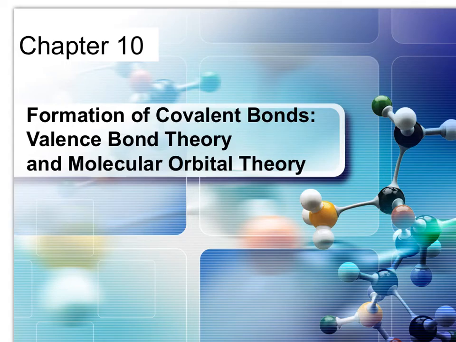This is the last of 3 lectures from Chapter 10 about chemical bonding, and this particular lecture is going to cover the theories we have about what happens on an atomic/molecular level when orbitals overlap to form chemical bonds. So the 2 theories we're going to talk about are the valence bond theory and molecular orbital theory.